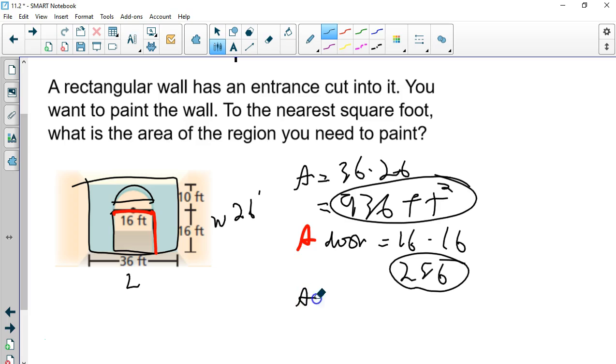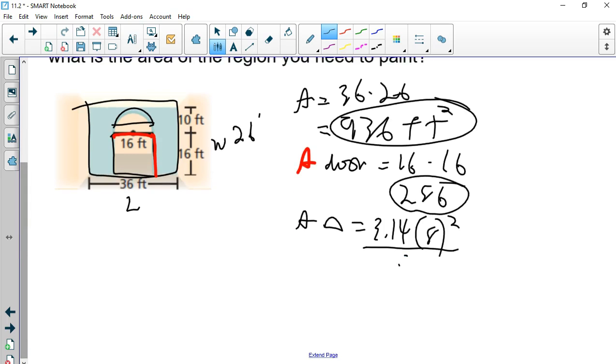Now we need to find the area of the half circle. Well, that's going to be pi r squared. Well, what's the radius? 8. Well, we want a half circle, so we're going to divide by 2. So 3.14 times 64 divided by 2. And that's 100.48.